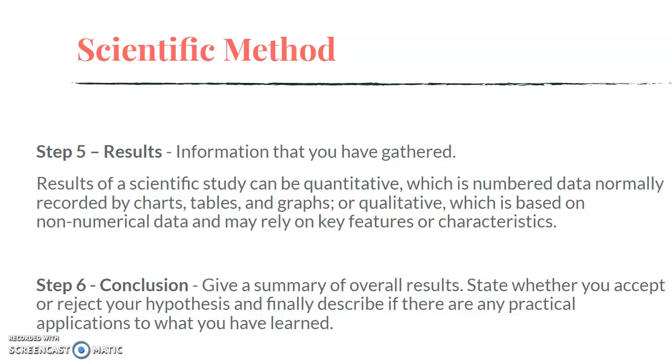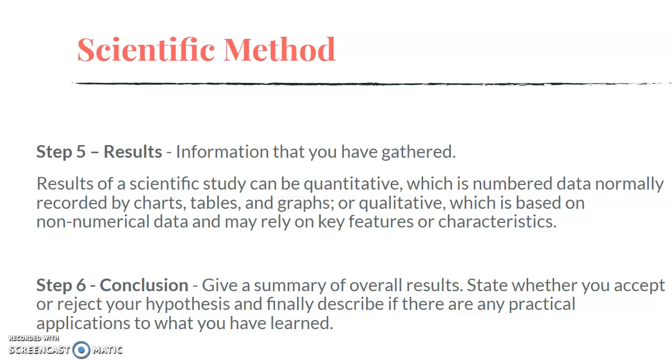On the other hand, it can be qualitative, which is non-numerical data and may rely on key features or characteristics. For example, what characteristic describes kindness? These are things that cannot be numbered, so it would be qualitative if you're looking for something very specific.